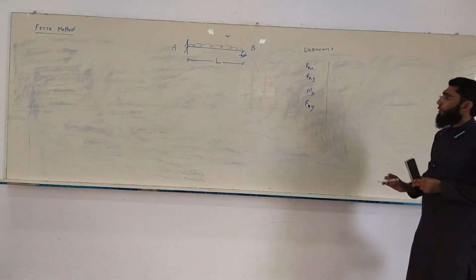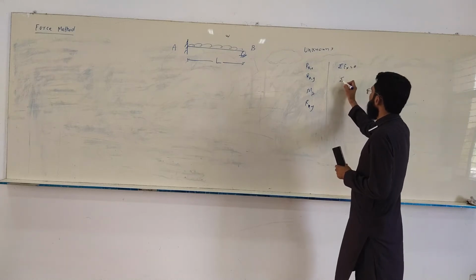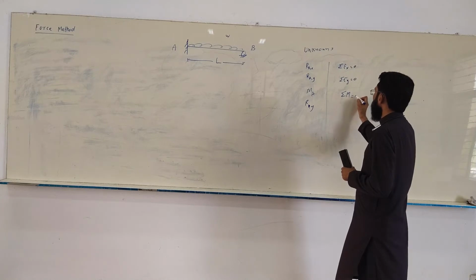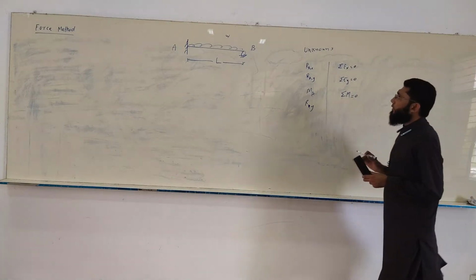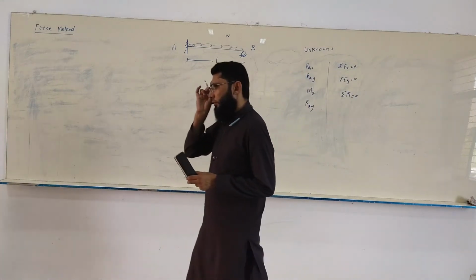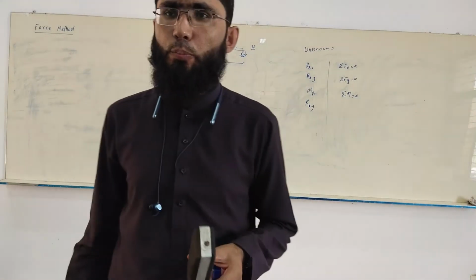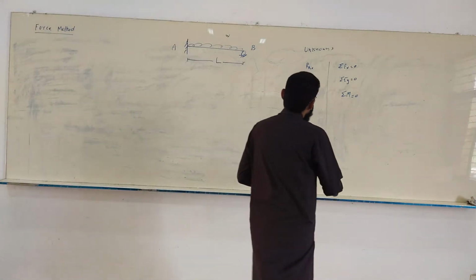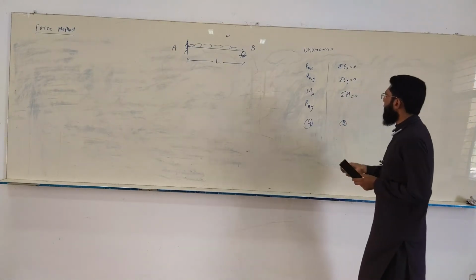And how many equilibrium equations do we have? Summation Fx equal to 0, summation Fy equal to 0, and summation M equal to 0 at a certain point, whichever you like. So you can figure out that it's 1 degree indeterminate. There is one additional unknown beyond the number of equilibrium equations available. There are 4 unknowns and 3 equilibrium equations.